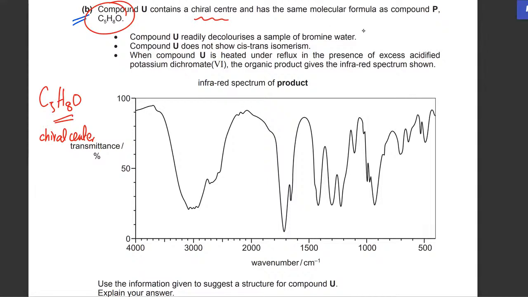What information do you get from this bromine water? Alkene. So it's an alkene. So it's got a double bond as well. So it's got a chiral center, it's got a double bond as well. Does not show cis-trans isomerism. What does that mean?